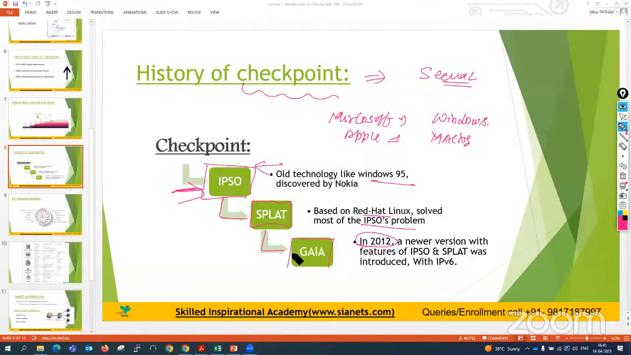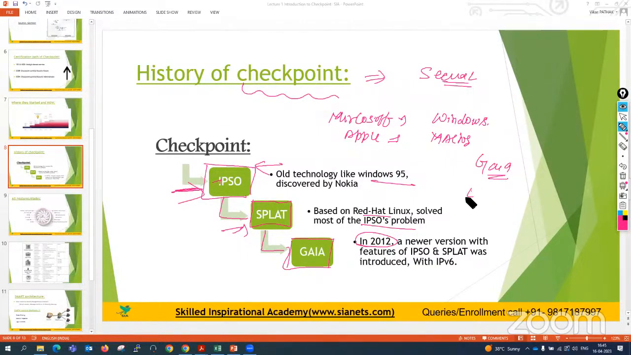So they created altogether a new version in 2012, and they named it Gaia. They took the problems of IPSO and the problems of Splat, and they mitigated all the problems in this Gaia. So nowadays we are working with Gaia.